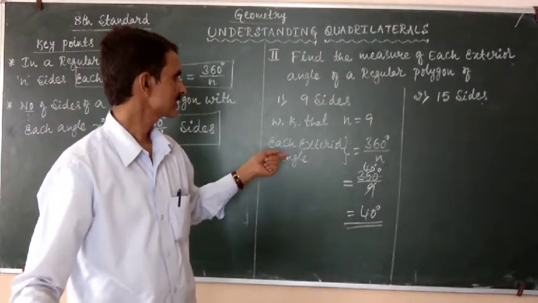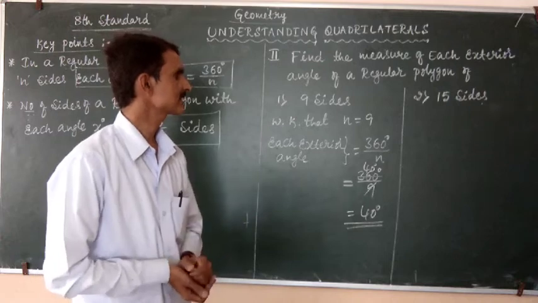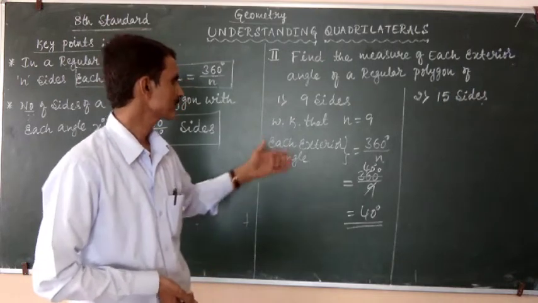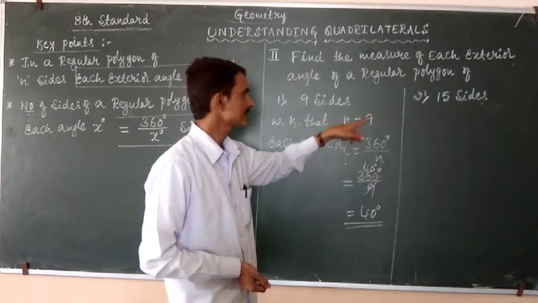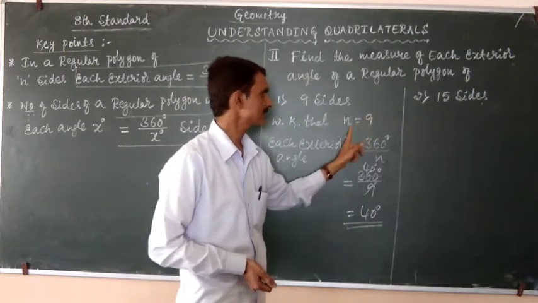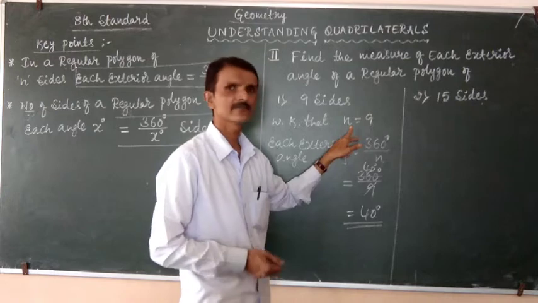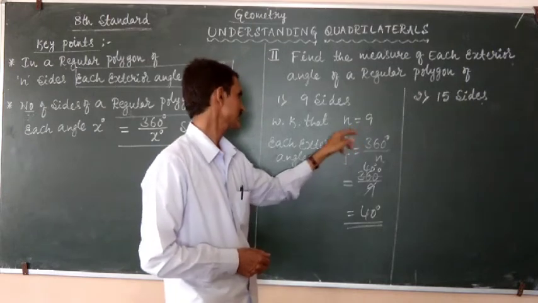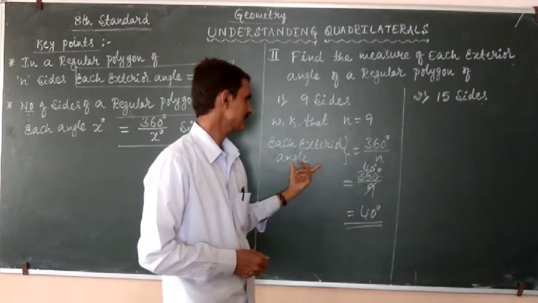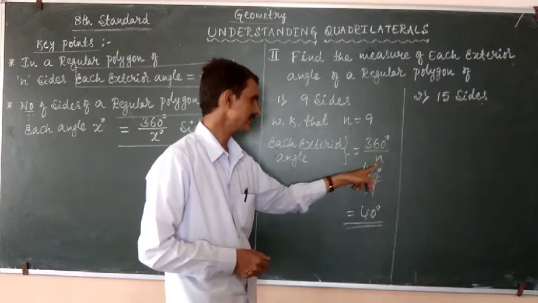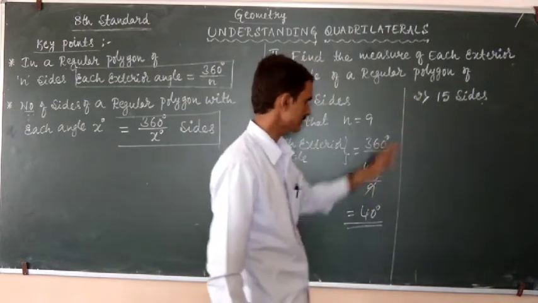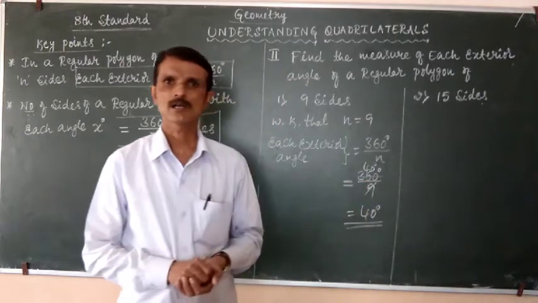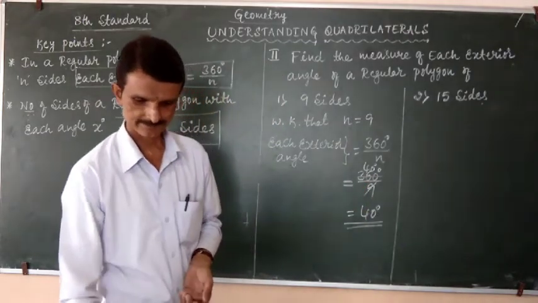Similarly, students, we can find the second problem by using the same formula. In this problem, n equals 15 sides. So each exterior angle is equal to 360 degrees by n. In place of n, write 15 and simplify, divide, and you will get the answer.